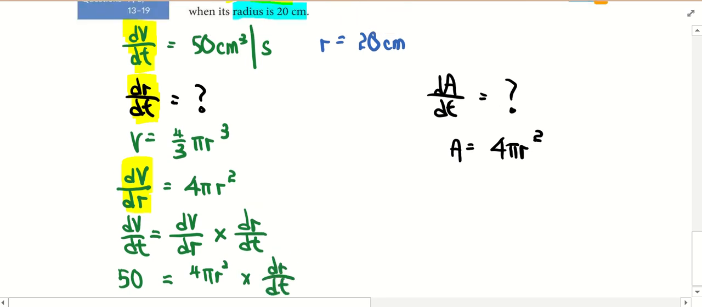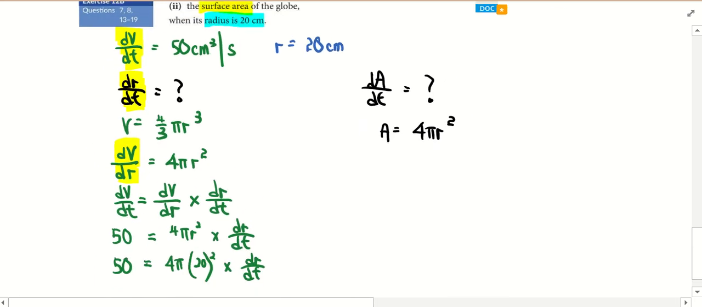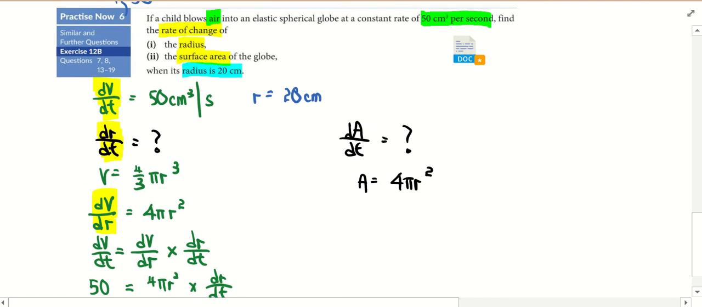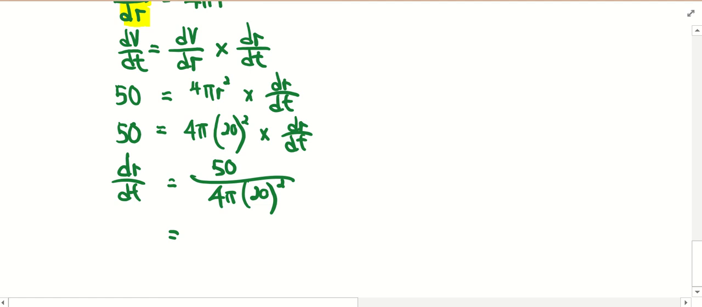Okay, the good thing is the radius has already been given. Then you can find the rate of change of your radius. In this case, it will be centimeter per second. But I always read the question carefully. Did they say we must put it in exact form? No. Then you can press a calculator. What's the answer? 1 over 32 pi.